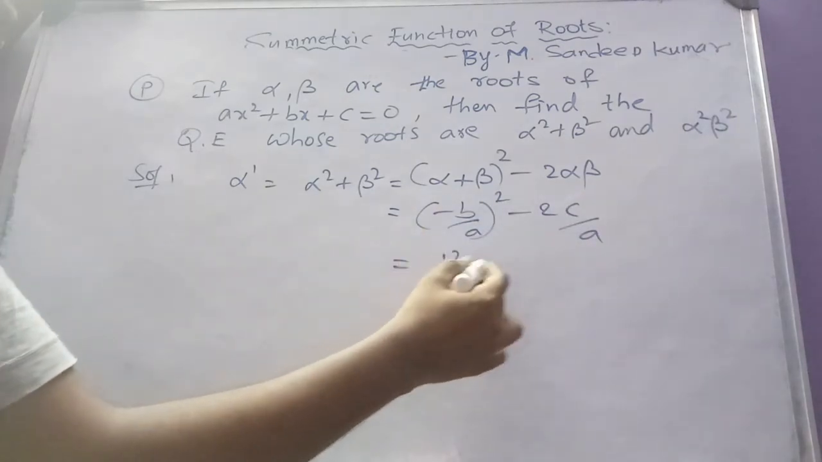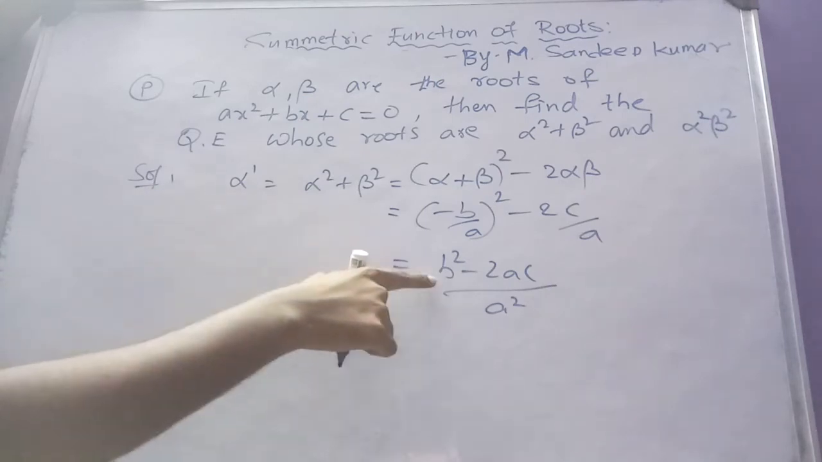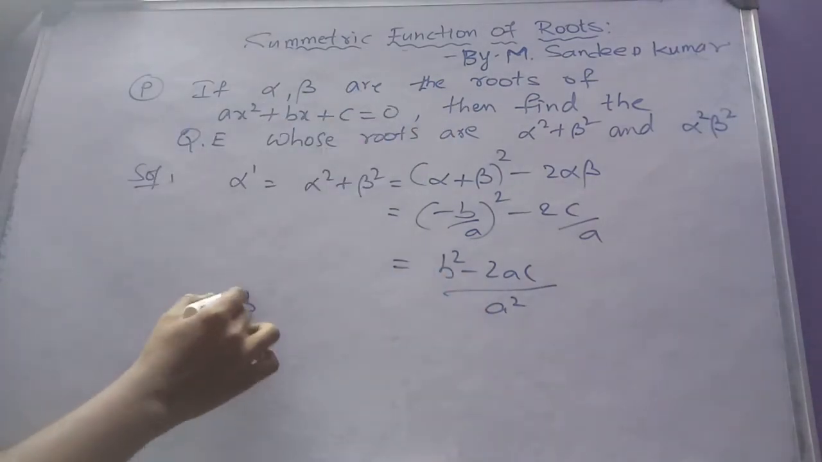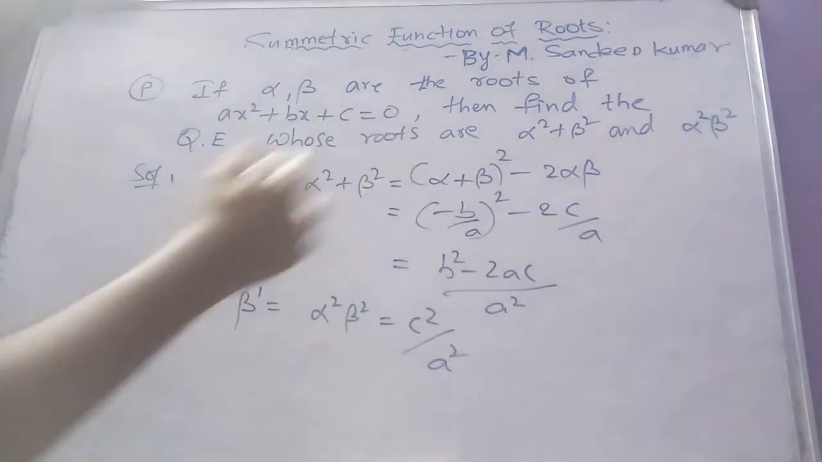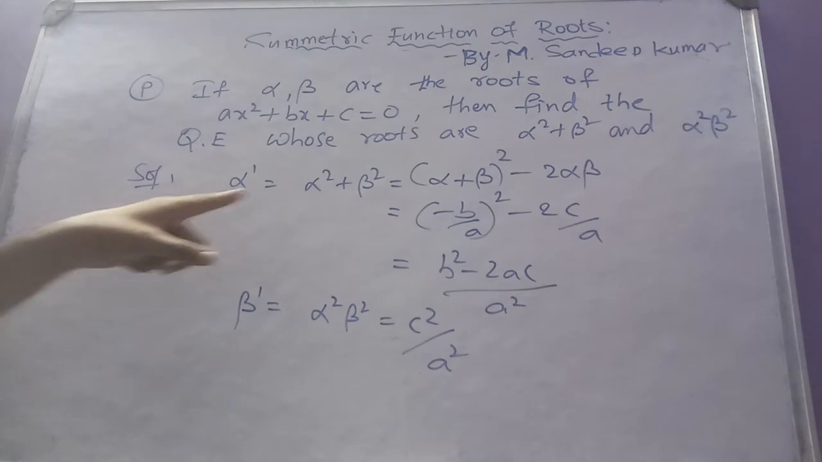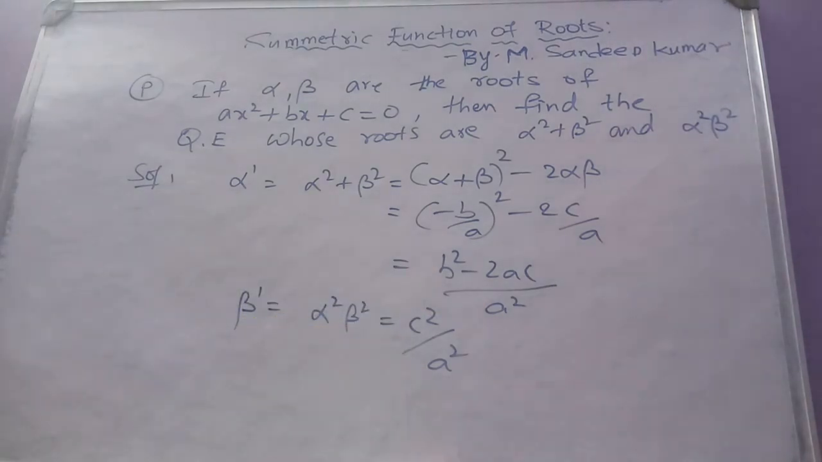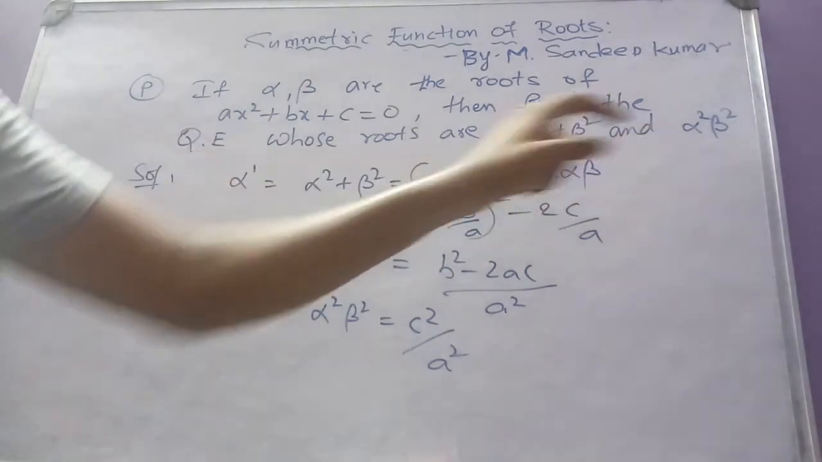So solve it, you will get b square minus 2ac by a square. So I got the first root as b square minus 2ac by a square. Next let me find out the second root. The second root is alpha square beta square, that means c square by a square. So the first root is b square minus 2ac by a square and the second root is c square by a square. And he is asking us to find out what is the quadratic equation whose roots are alpha dash and beta dash.